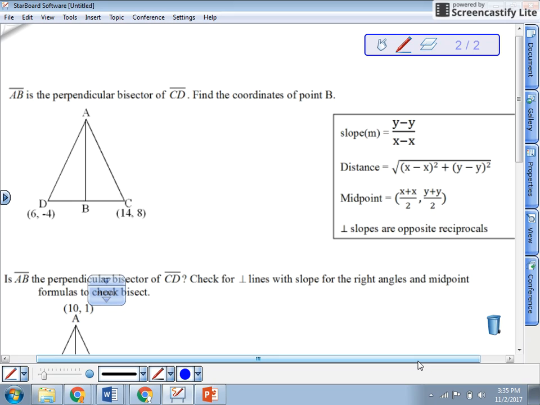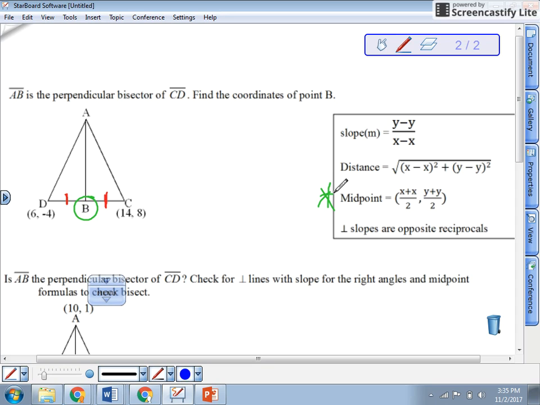So AB is the perpendicular bisector of CD. Find the coordinates of point B. Well, if it's a bisector, that means that this segment is congruent to that segment, so that means that B is a midpoint. So we're going to use this formula right here to find B. And remember the midpoint formula.